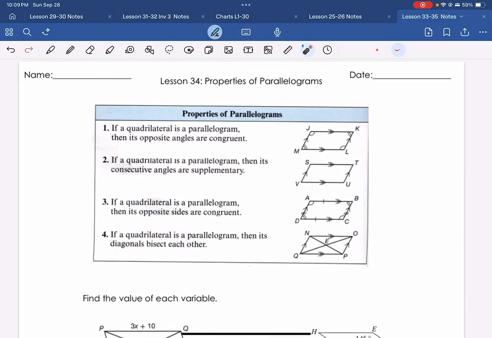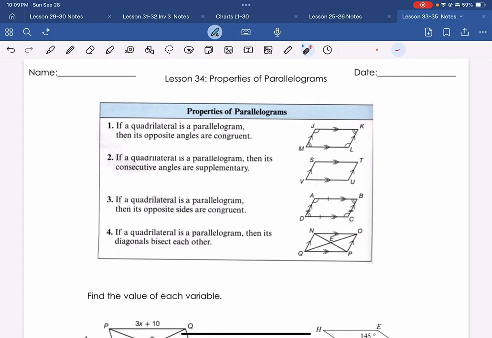Okay, moving on to lesson 34, which is properties of parallelograms. So let me explain this table real quick. Properties of parallelograms. If it's a parallelogram, then its opposite sides are congruent. Opposite angles are congruent. So you see how this angle is congruent with this angle, and this angle is congruent with this angle. Another thing to remember is that the consecutive angles are supplementary.